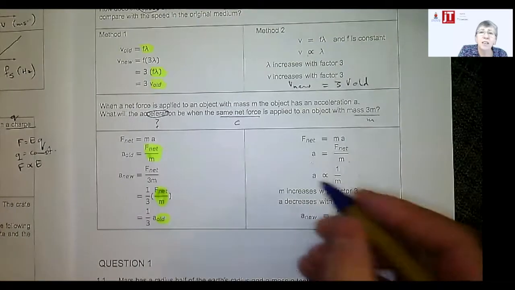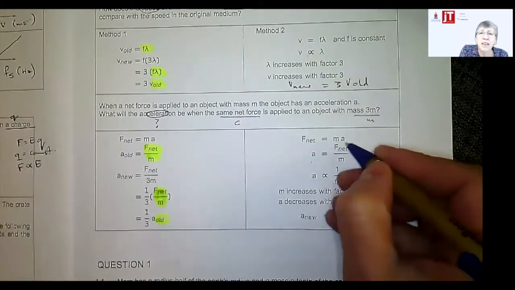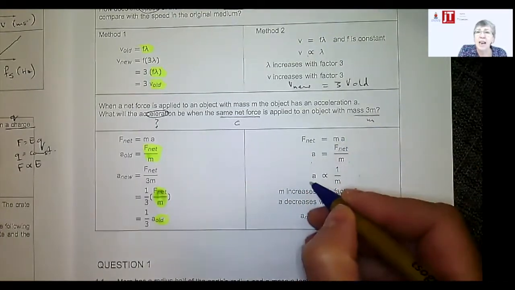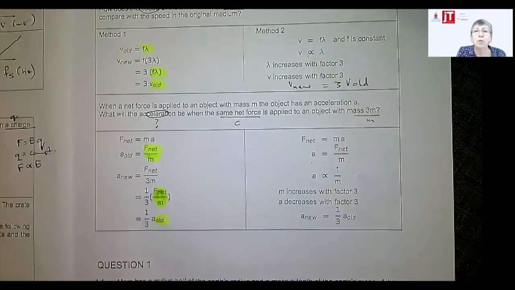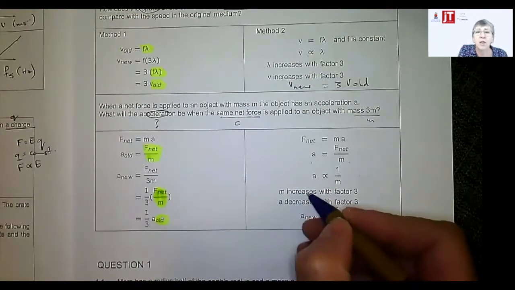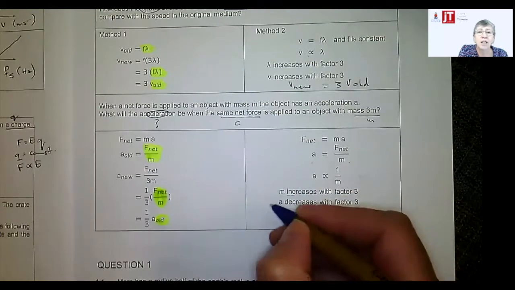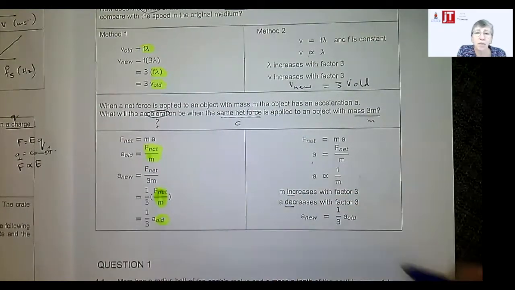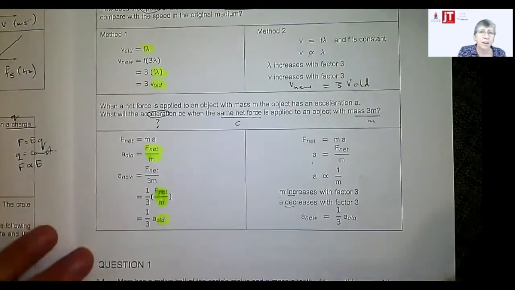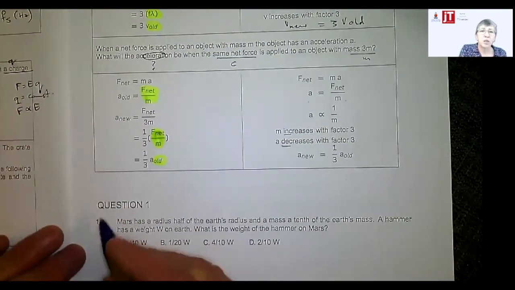Other way to do that, to say, since F net is a constant, A is inversely proportional to mass. So if the mass increases by a factor of 3, then the A decreases by a factor of 3, and it's 1/3. Okay, moving on.